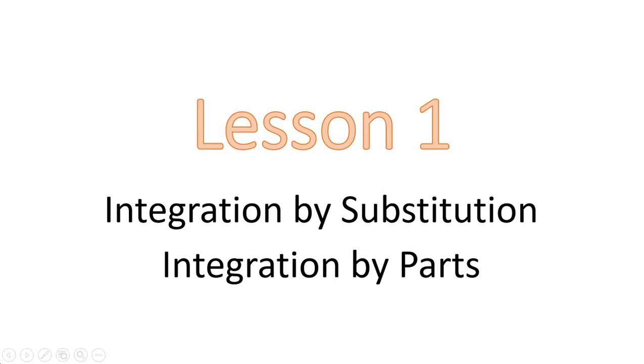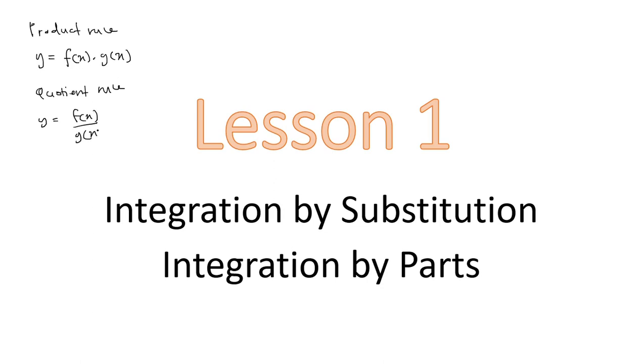If you still remember how we differentiate, for example, by using the product rule. We use the product rule for differentiation when we have y in terms of multiplication between two functions. And then for the quotient rule, we use this quotient rule when you have two functions that are divided by each other.